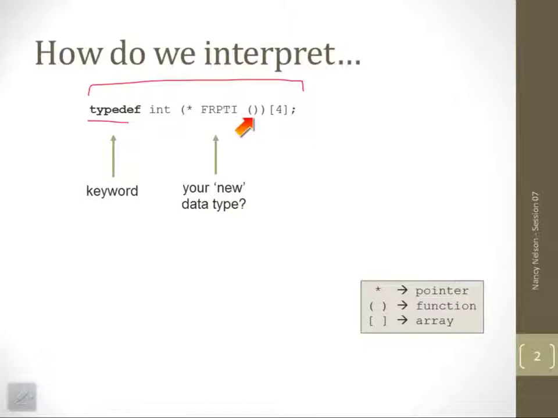Here we have open and close round brackets together, and that usually means that there's a function involved. And then we've got square brackets, and we know that means an array. So here we've got the possibility of using pointers, the possibility of functions, the possibility of arrays. So what does this typedef mean when we've got all that stuff together?